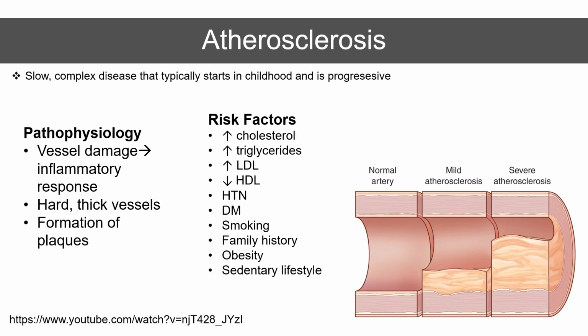So we're going to go into a little more depth about atherosclerosis. Atherosclerosis is a slow, complex disease that typically starts in childhood and is progressive. Not many people know that this could be happening in a young child, but for most people it is. For some people it happens much faster, and for some people it doesn't really cause a problem, even though it starts in childhood.